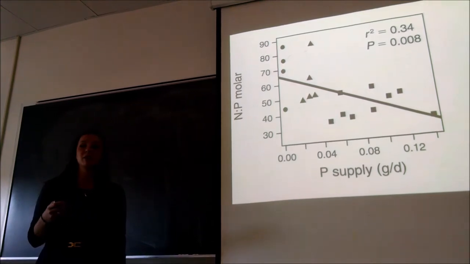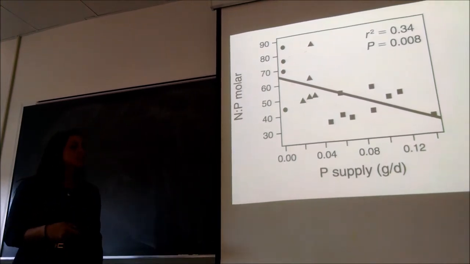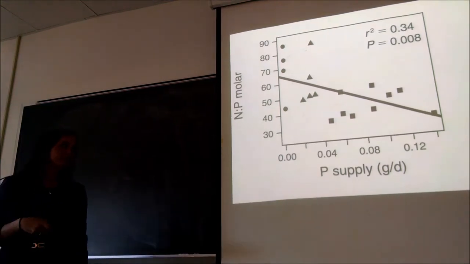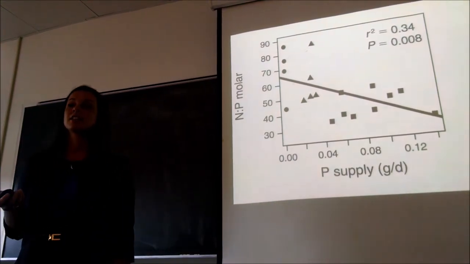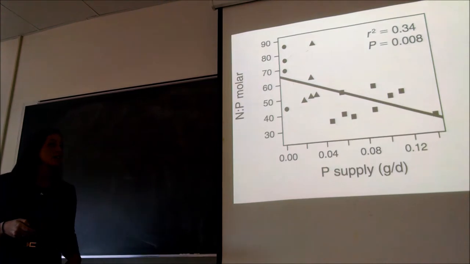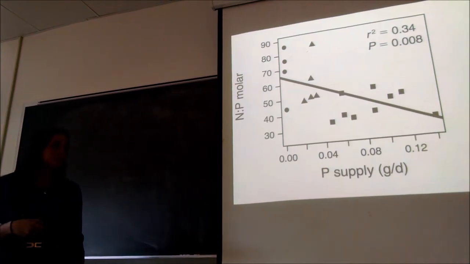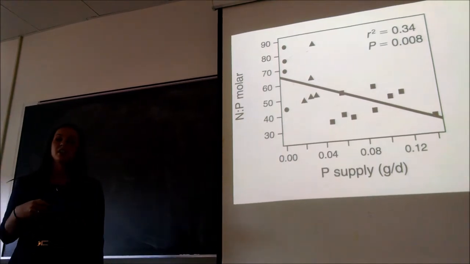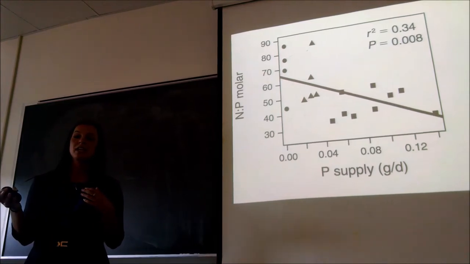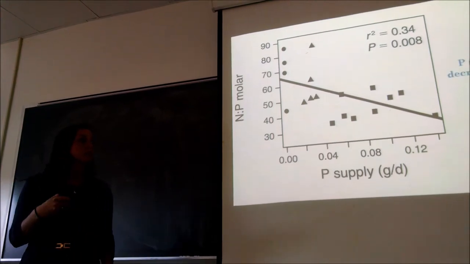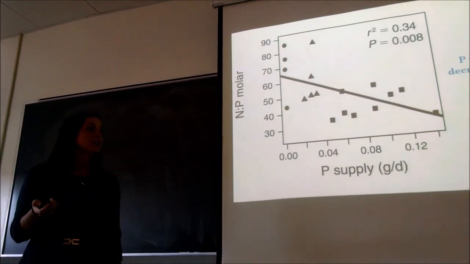So this is a little bit more complicated, but it's still really not too bad. So phosphorus supply is increasing across the x-axis, and the N to P molar ratio is increasing across the y-axis. So the N to P molar ratio is important because it's going to tell us how much of each nutrient the seagrass is using. So we see a negative correlation here. So as the phosphorus supply is increasing, the N to P molar ratio, so nitrogen to phosphorus, is decreasing, meaning that it's taking in the phosphorus faster than it's taking in the nitrogen. So phosphorus supplied by fish decreased the N to P molar ratio.